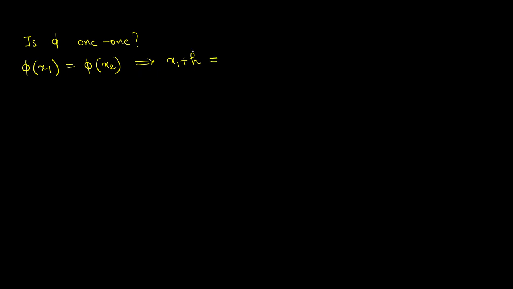And what is phi of x2? It is going to be x2 plus h. Now x1 plus h is in capital H, x2 plus h is also in capital H, small h is there in capital H. So all of these are elements in a subgroup, and we can use the cancellation property in groups, and we can cancel h, and then we will get that x1 has to be equal to x2. So phi of x1 is equal to phi of x2 implies that x1 is equal to x2. So phi is 1-1.